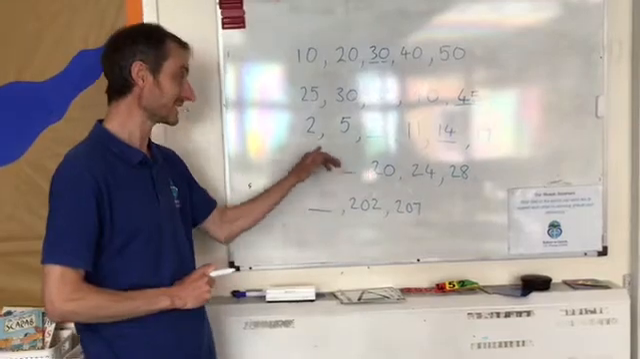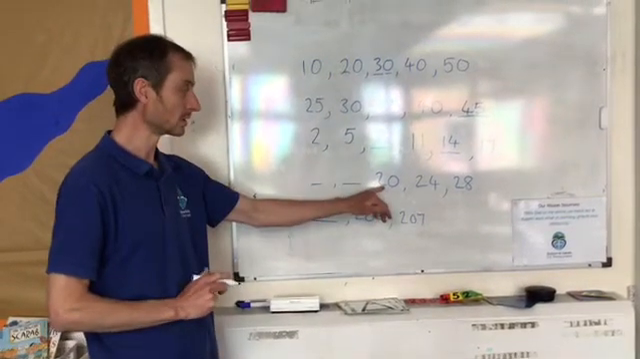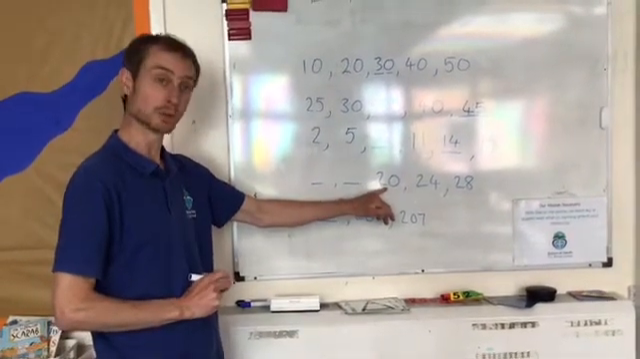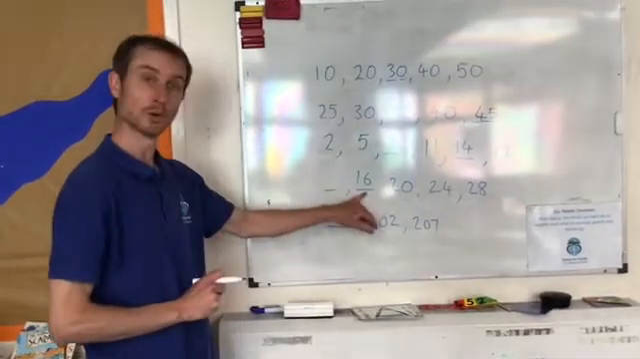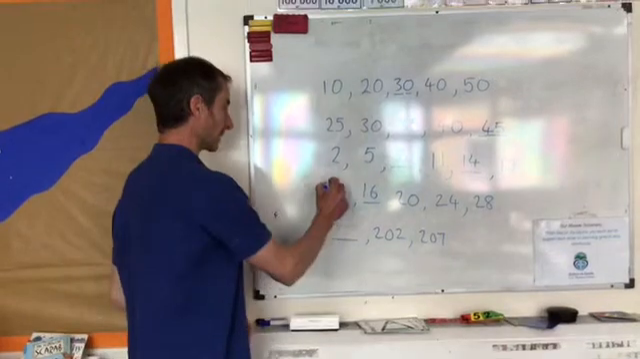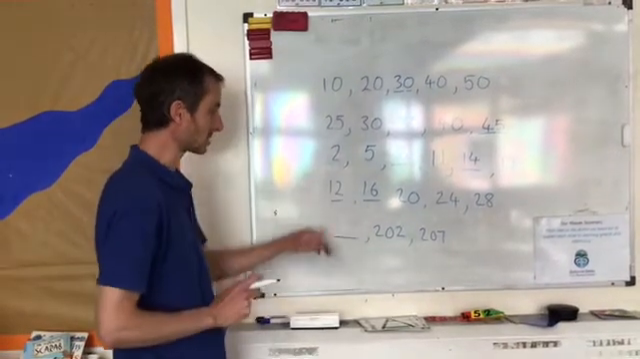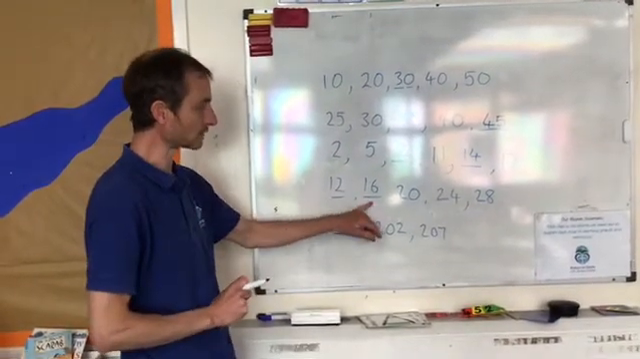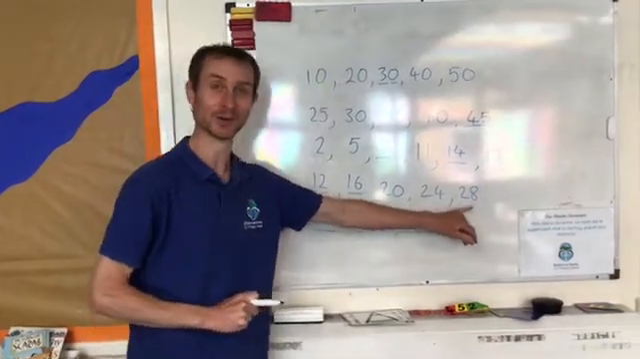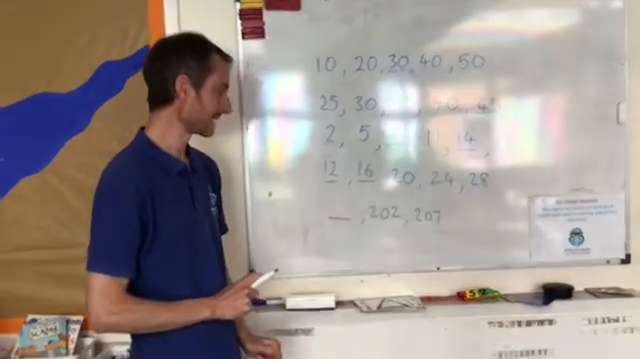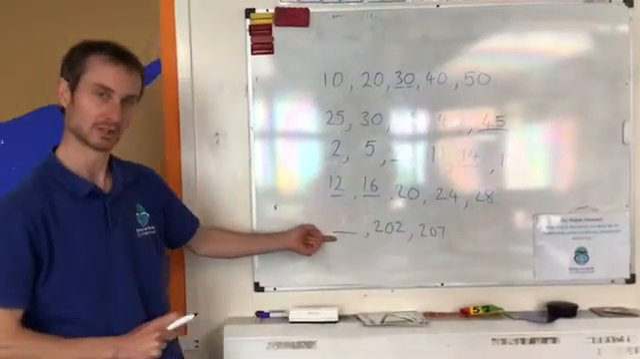We're descending with our numbers this time. So take 4 away from 20, that would give us 16. And another 4 away from 16 would give us 12. And let's just check. 12, 16, 20, 24, 28.